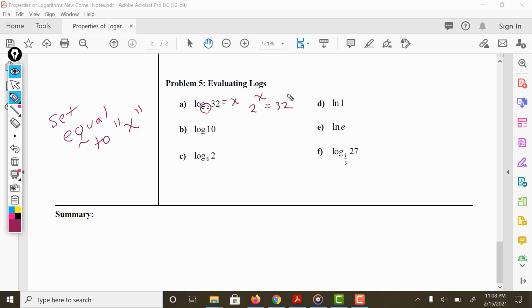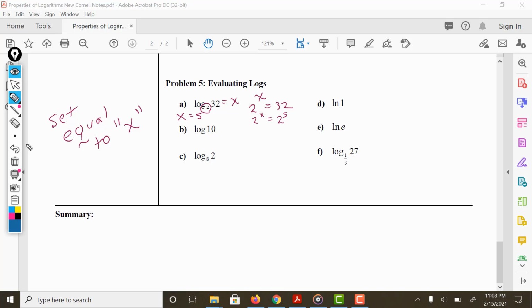And there's the argument. This should remind you of problems we've done in the past with exponentials, right? I can use a factor tree to express 32 in terms of base 2. And then you will recall that if the bases are the same, the exponents are equal to each other. So for A, we get that x is equal to 5.